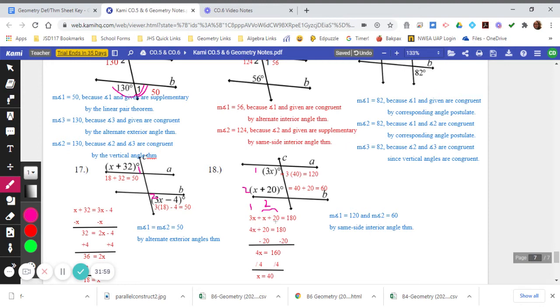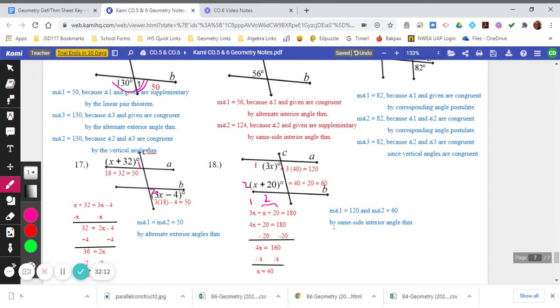So again, setting up my equation, solving my equation, and substituting, I get that the measure of angle 1 is 120 degrees and the measure of angle 2 is 60 degrees. And that is by using that same side interior angle theorem that says that these need to be supplementary.